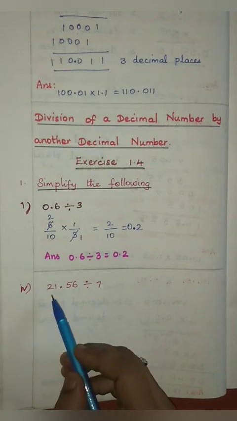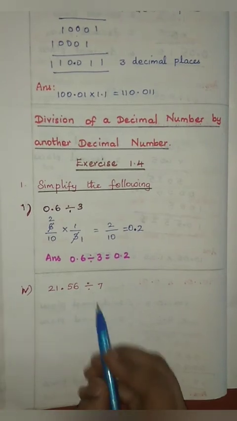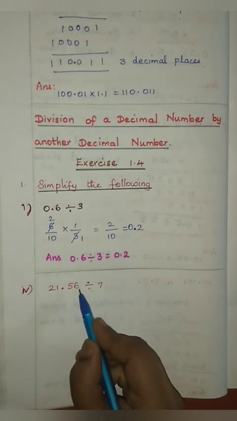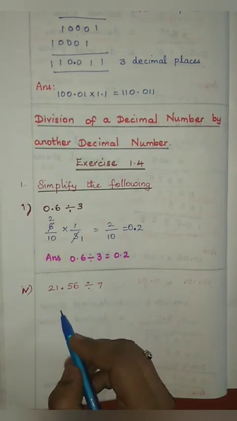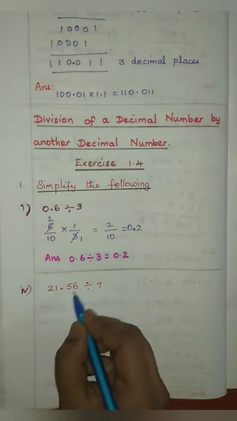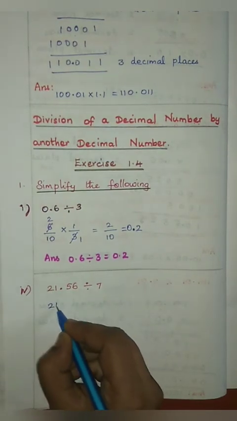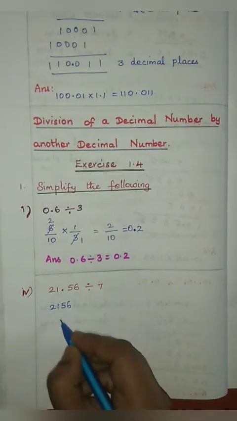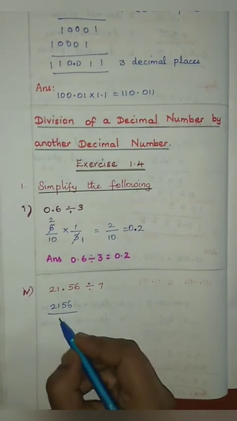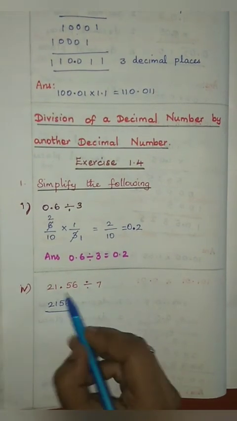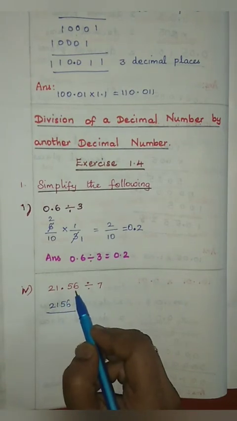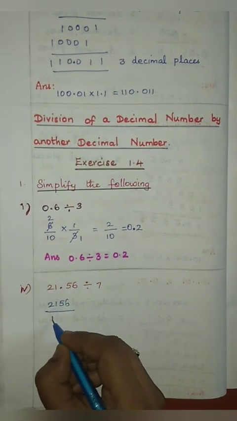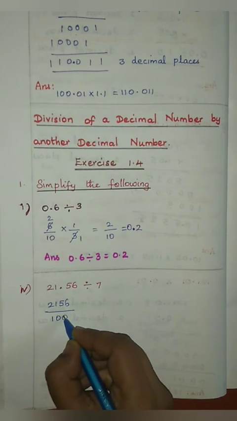Fourth subdivision, 21.56 divided by 7. First you represent the decimal number as a fraction. So write the number without the decimal point. Then in the denominator place, what do we have to write? Since we have 2 decimal places in this decimal number, we have to write 100 in the denominator place.